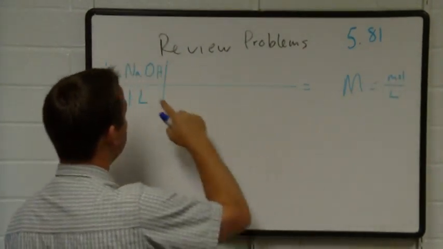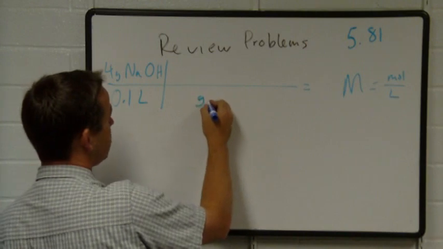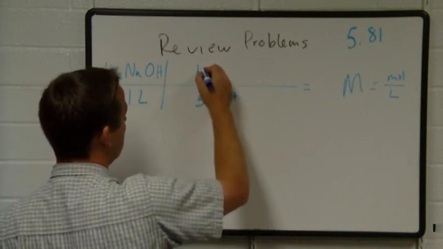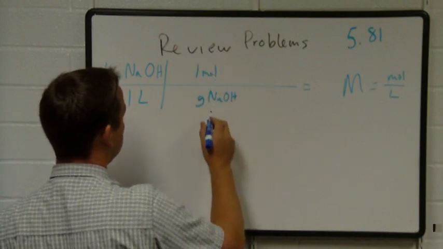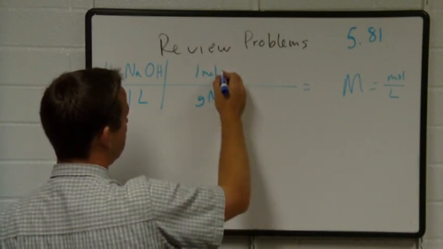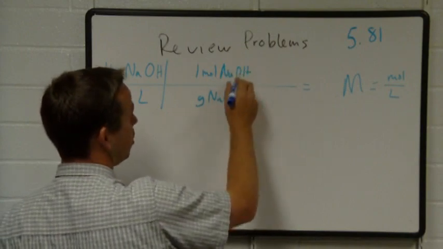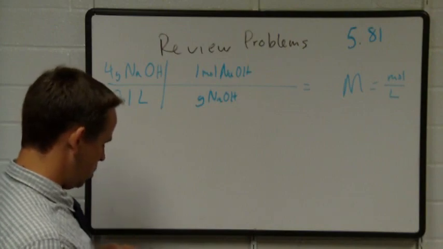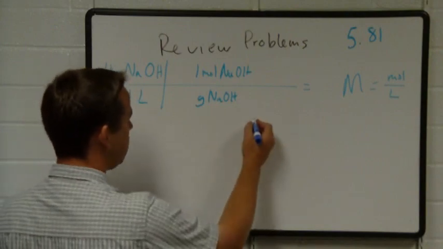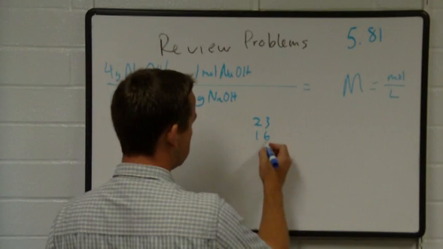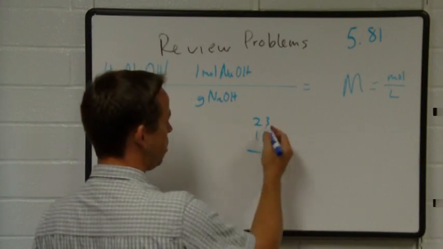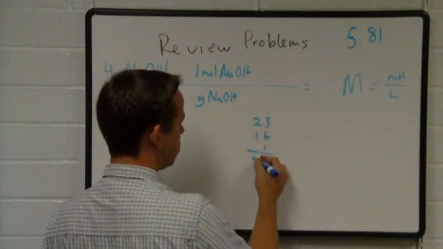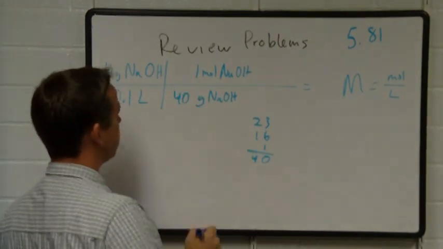We need moles on top now. So we just need to know how many grams of sodium hydroxide are in 1 mole. So then we'll be in moles of sodium hydroxide per liter of solution. All right? So sodium hydroxide, sodium is 23, oxygen is 16, hydrogen is 1. So that's 40 grams for every mole.